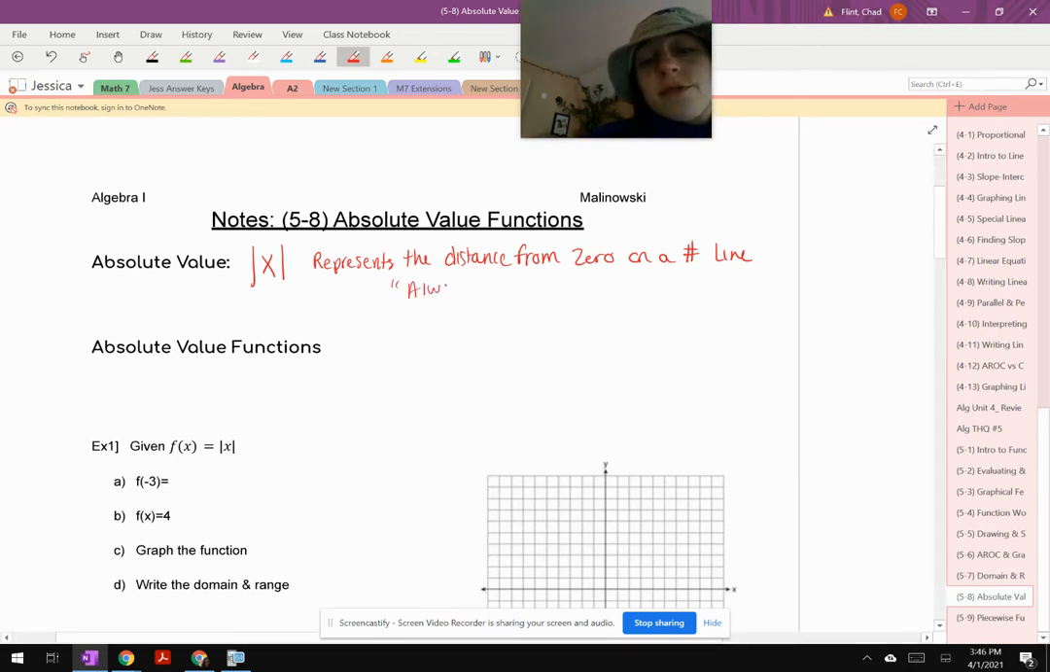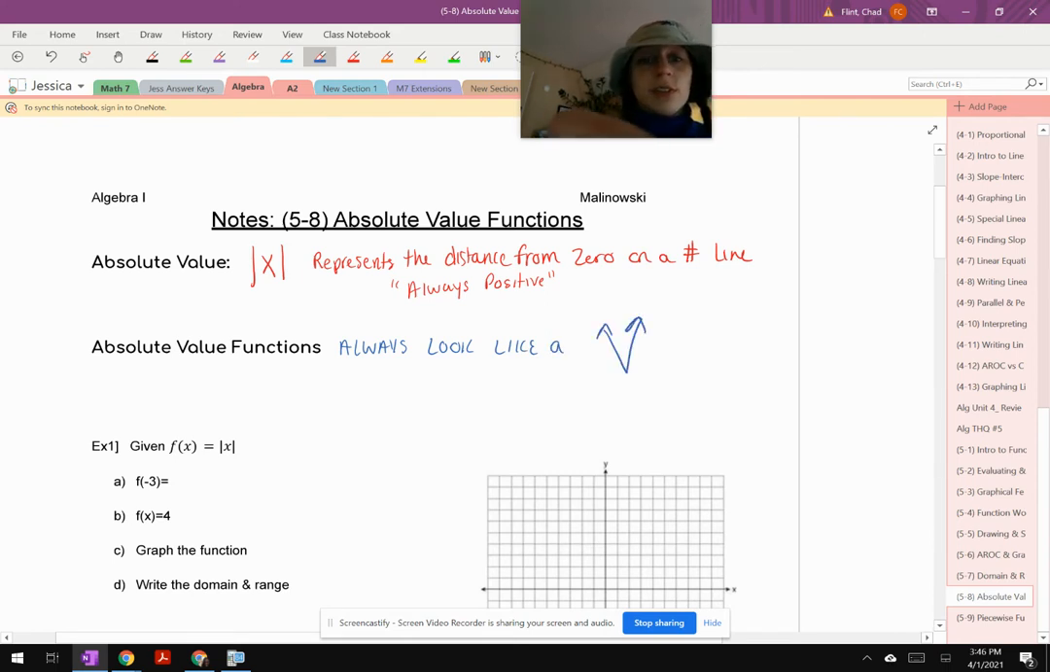Always positive. And that's because, as you probably remember me hammering into your brain from previous days, you can't have a negative distance. When you're talking about distance, it can only possibly be positive. Absolute value functions are really nice and easy to remember because they will always look like a V. Absolute value looks like a V. Easy enough, right?